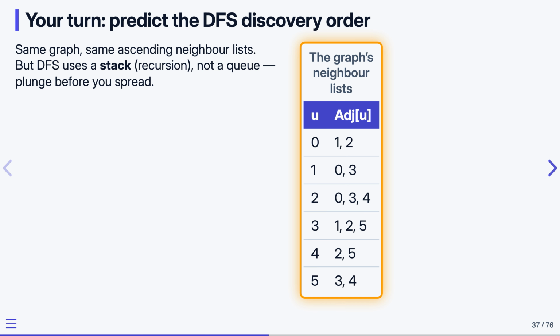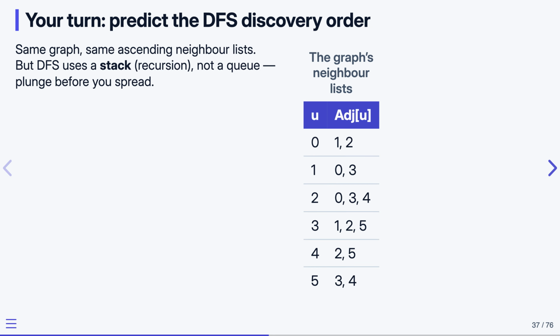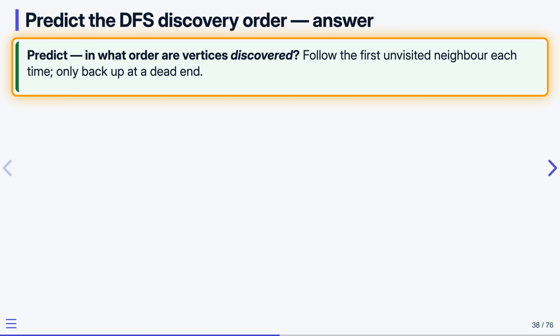Let's try a prediction. This is the same graph as before, with the same neighbor lists in ascending order. But DFS does not use a queue. It uses a stack through recursion, so it dives deep first instead of spreading out wide. Here is the question. In what order are the vertices discovered? Follow the first unvisited neighbor each time and only back up when you hit a dead end. Pause the video and write down your order starting at 0.